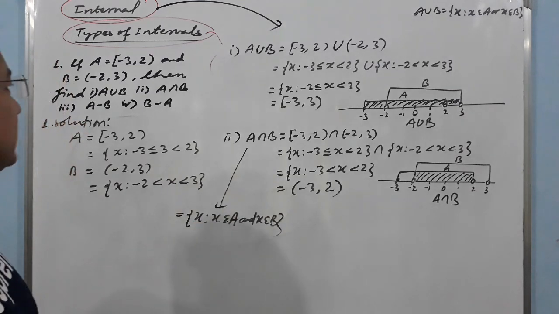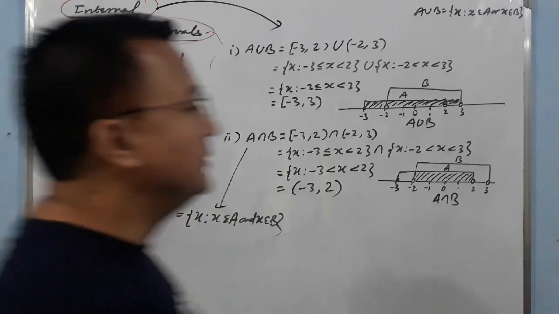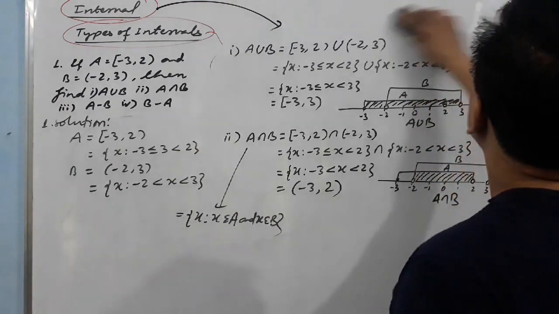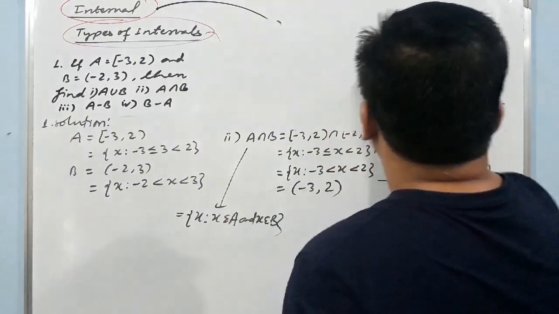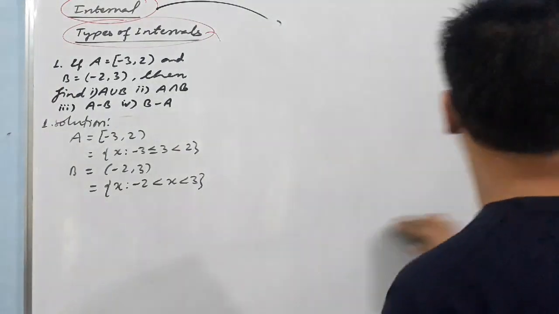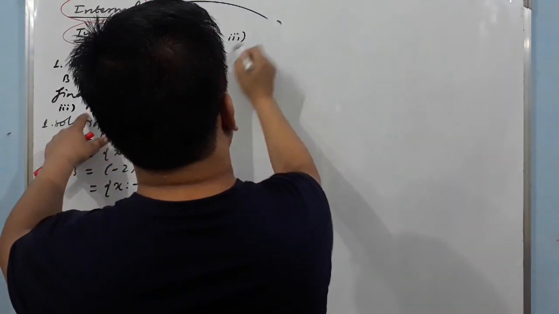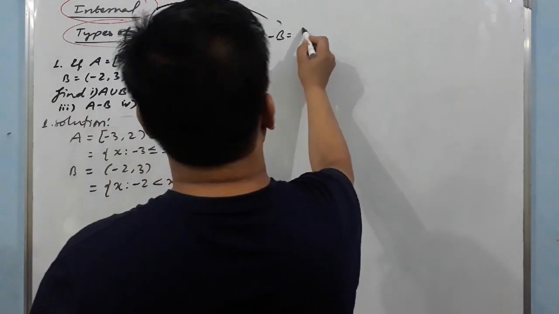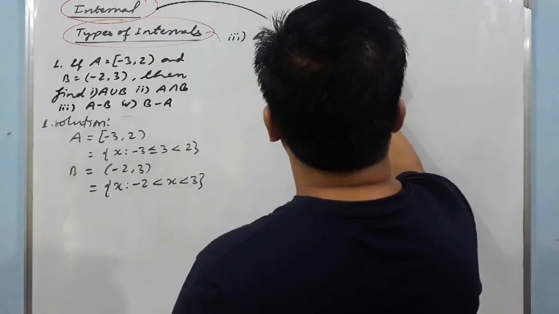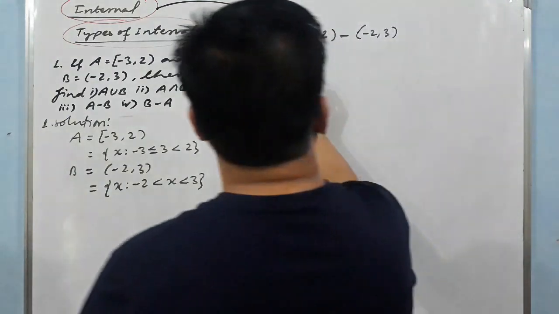I don't think you have a problem. So as I found, most of the students struggle in these two. Okay, so let me tell you, A minus B is actually not so difficult. Now let's move into the third part of the first question. A is minus 3 comma 2 and B is negative 2 comma 3.